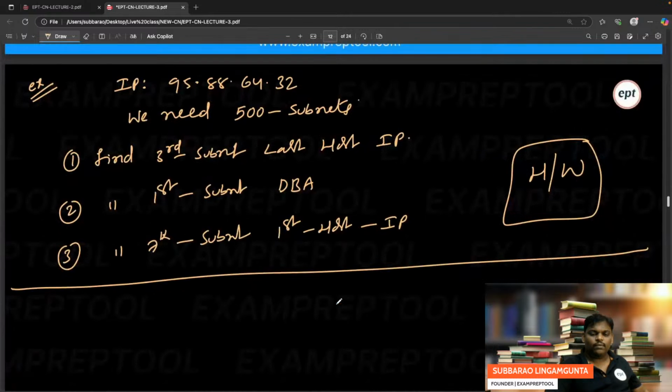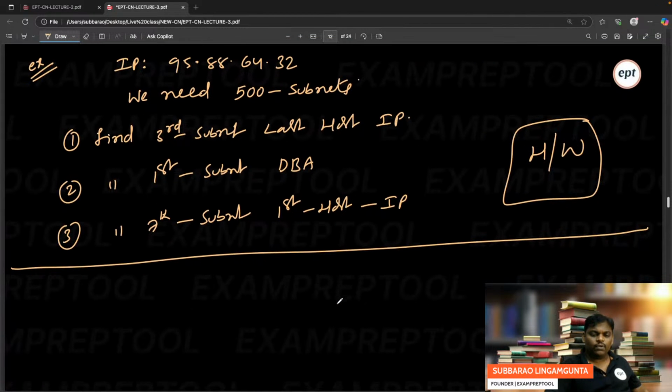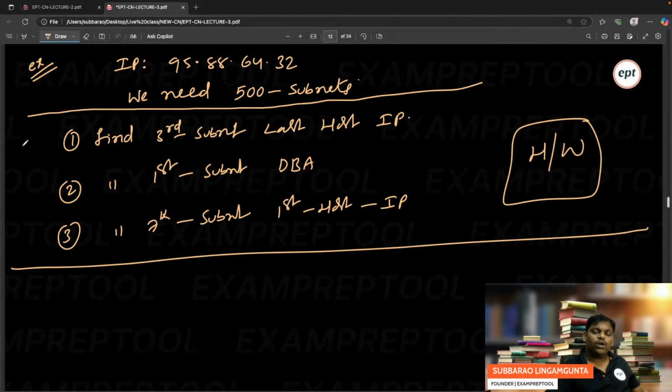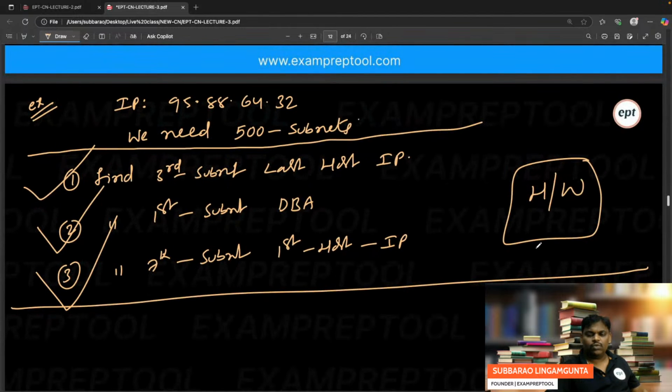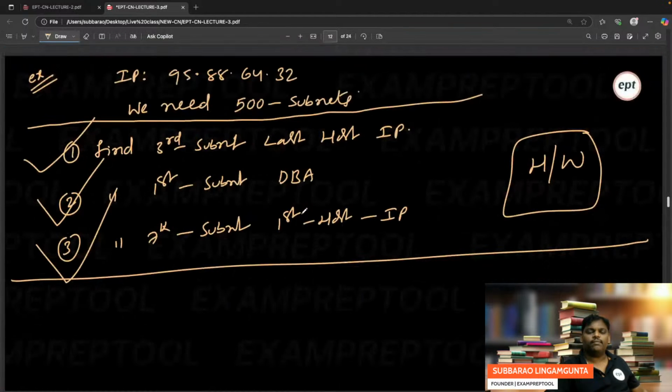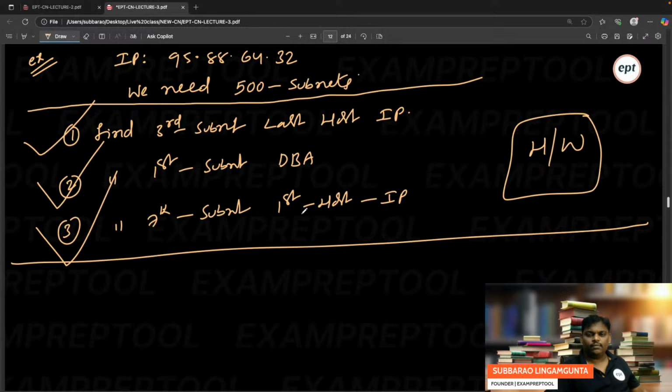This is the homework. Please try yourself. This is the IP given. We need 500 subnets. From that information, you have to give the answers below. Find the third subnet's last host. Next, find the first subnet's DBA. Next, find the seventh subnet's first host. Please find this. This is the homework, right? Perfect.